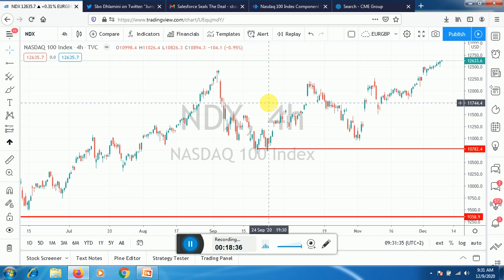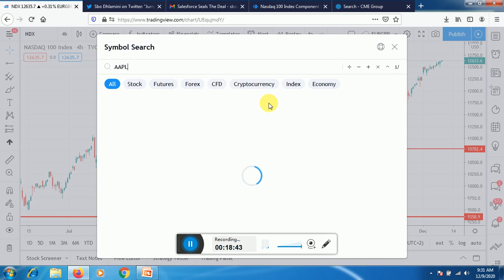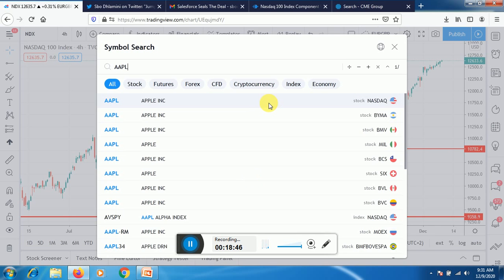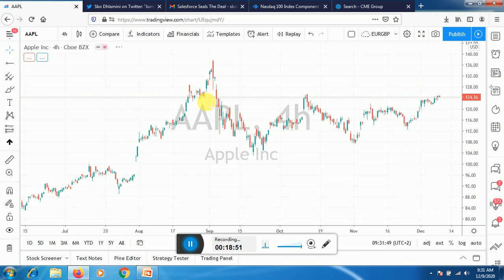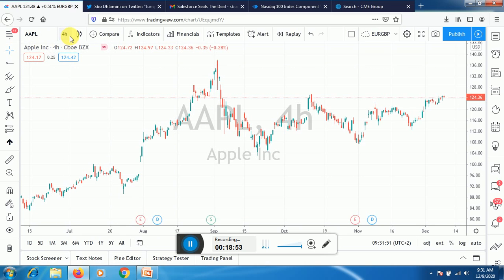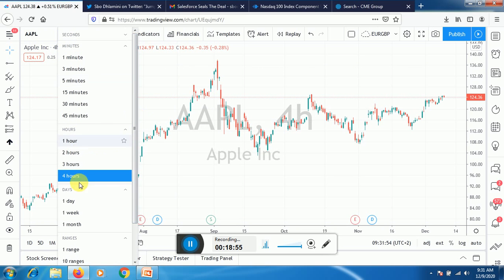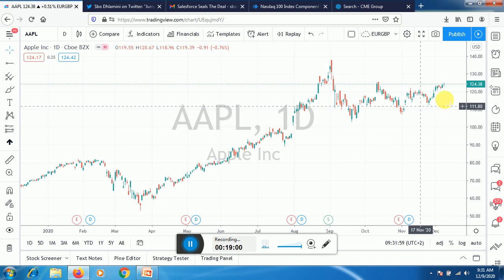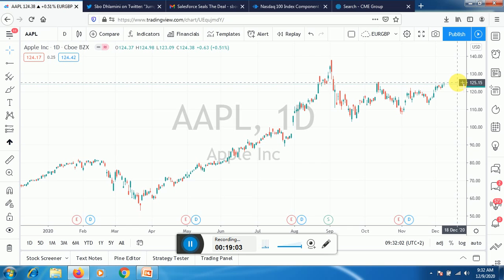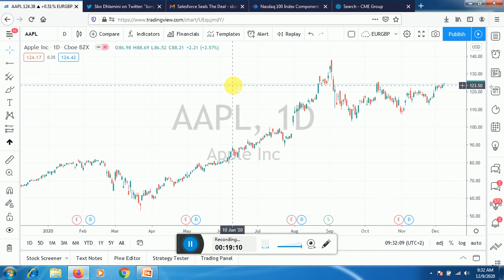If I open one company like Apple, it will show us almost the same trend, because it has a huge weighting on the index itself. You see, it's moving in the same direction as the index itself. It's moving higher in the same direction as the index. Even the candlesticks almost look similar to what the index is doing.